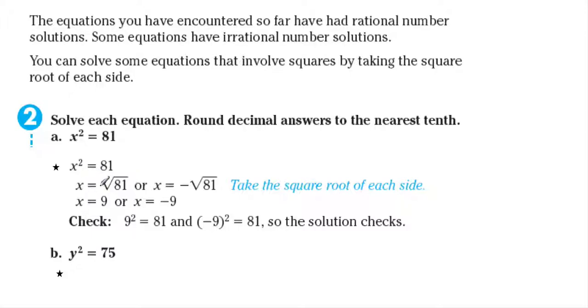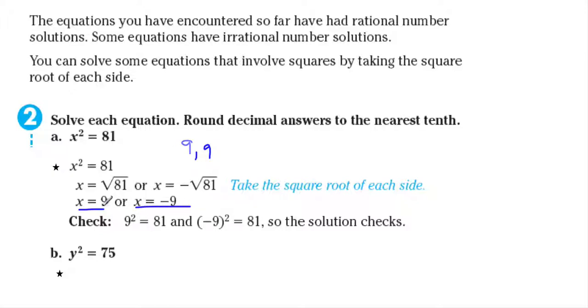So x squared equals 81. We take the square root of both sides, and that was shown there. After we do that, we're left with x equals the square root of 81, or x equals negative square root of 81. Why is that? Because there are two values of x which will give you 81. What are these two values? 9 and negative 9, just like what you have here.